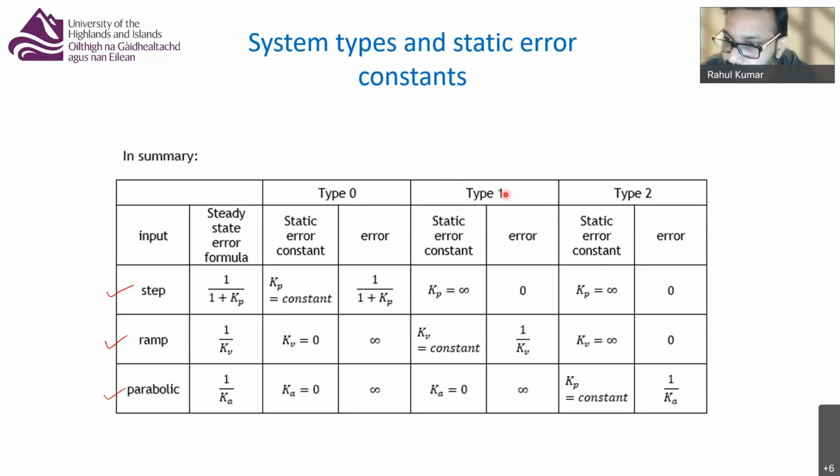If you have a type 1 system with one free integrator, you will have 0 error for step input and some constant error for ramp input and infinite error for parabolic, like that. Okay, so up to type 2 system is okay. We have it here.